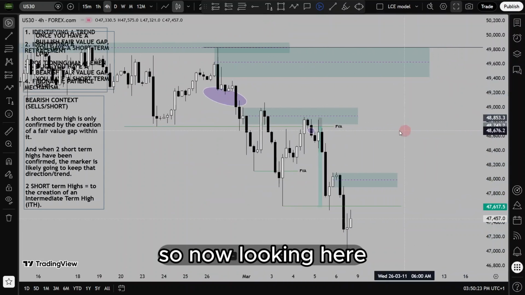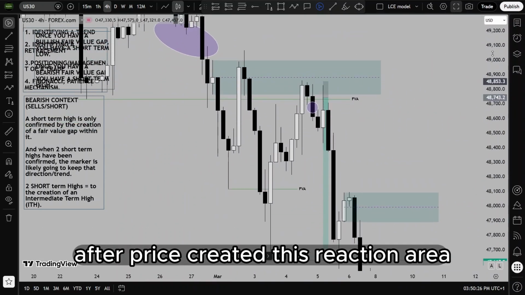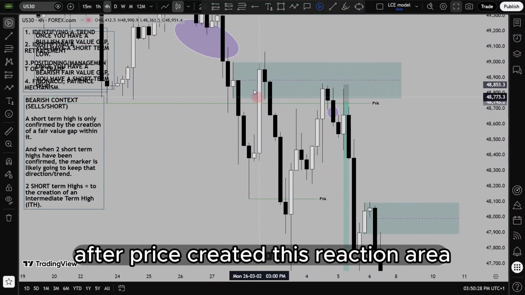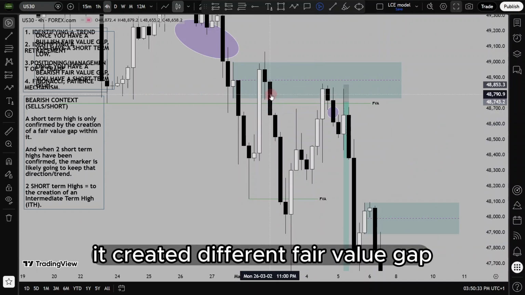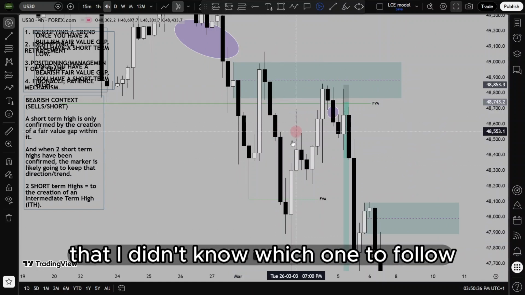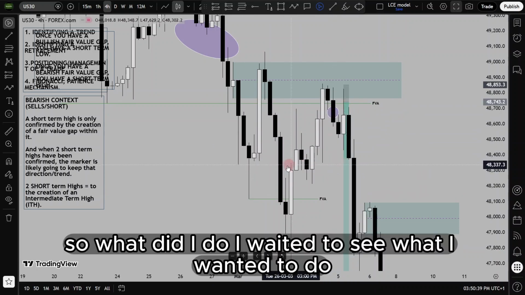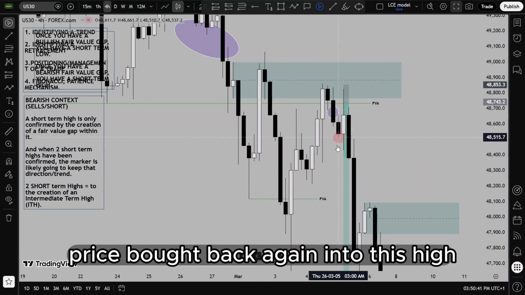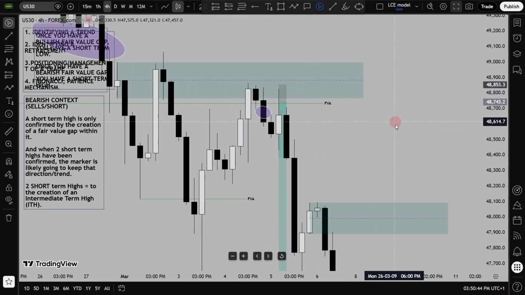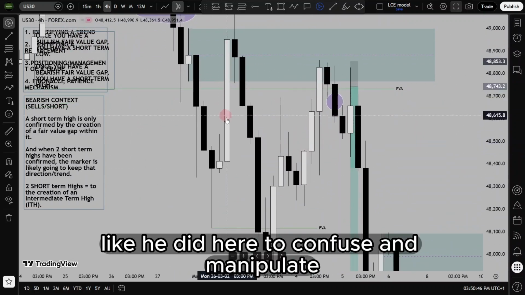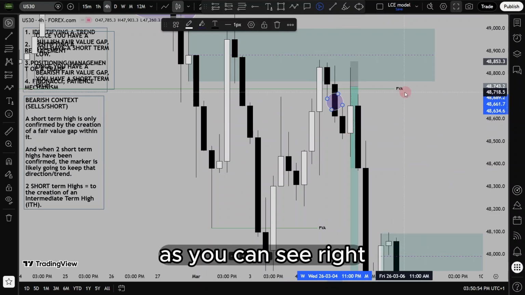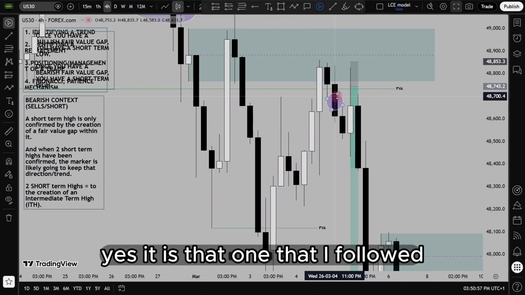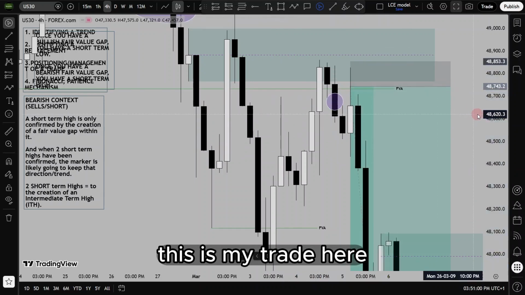So now, looking here, after price created this reaction area, traded into it, fell back down, it created different fair value gaps that I didn't know which one to follow. So what did I do? I waited to see what price wanted to do. Price bought back again into this high, and instead of creating multiple like he did here to confuse and manipulate, what did he do? He created just one fair value gap here, as you can see, right? It is that one that I followed. This is my trade here.